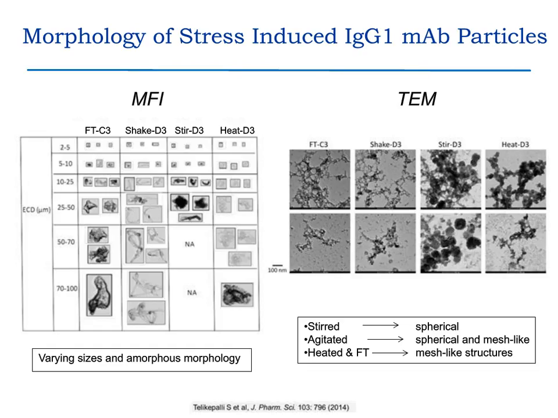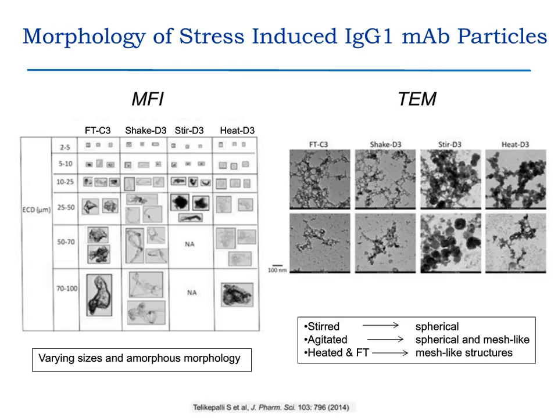We actually also used, and this is shown on the left, electron microscopy to take an even closer look at the morphology of the particles, and I can highlight that the stirring showed the formation of spherical particles, while the other stresses were mostly mesh-like.